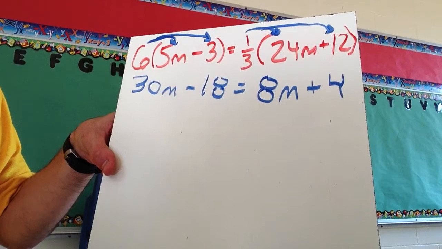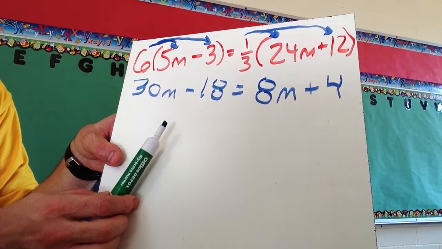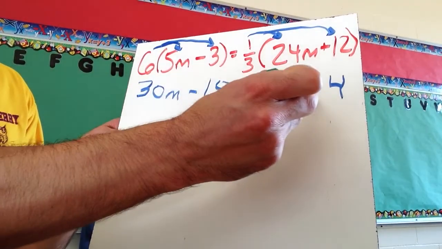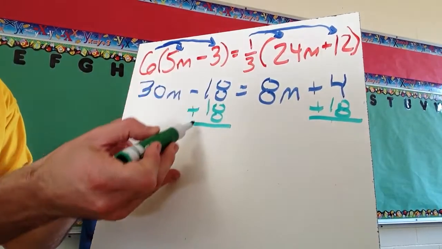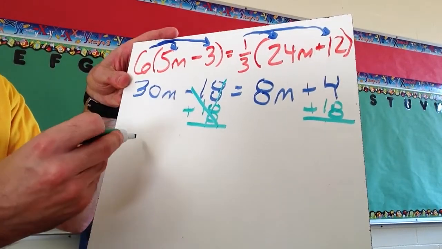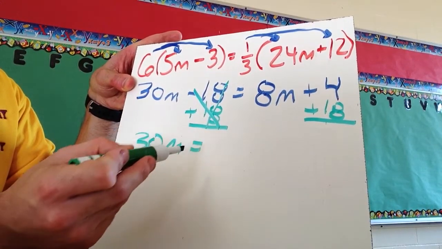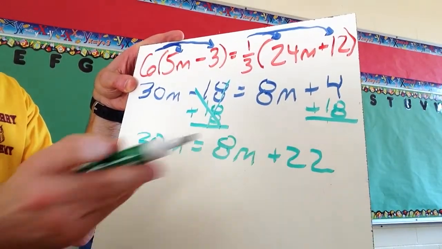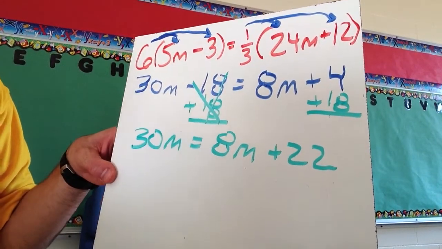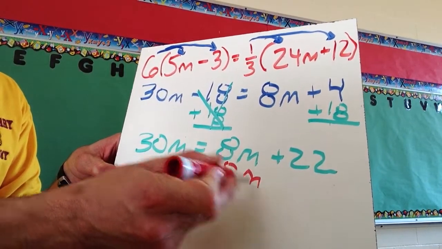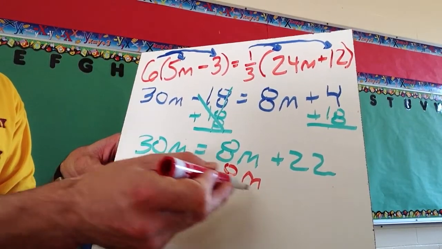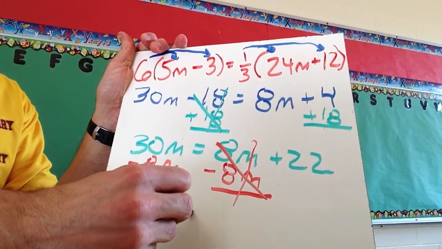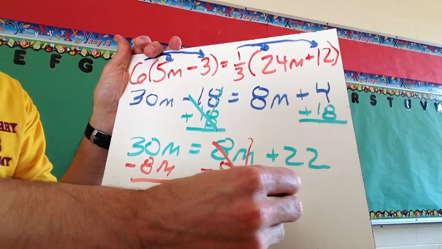Now I'm going to keep the m on the left side, so I'm going to end up moving this 8m over. You could subtract 8m now if you want, or what you could do, I'm going to add the 18 first. The opposite of negative 18 is positive 18. This becomes a 0, and I have 30m equals 8m plus 22. Now going to subtract 8m from both sides. I'm going to have to start to get a bigger board. Cancels out, and I have 22m on this side, and then positive 22 on this side.